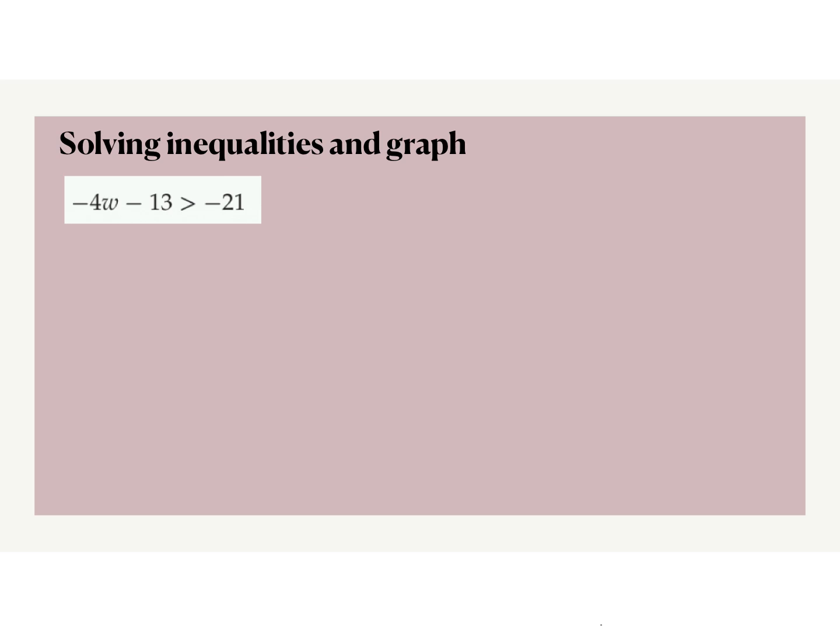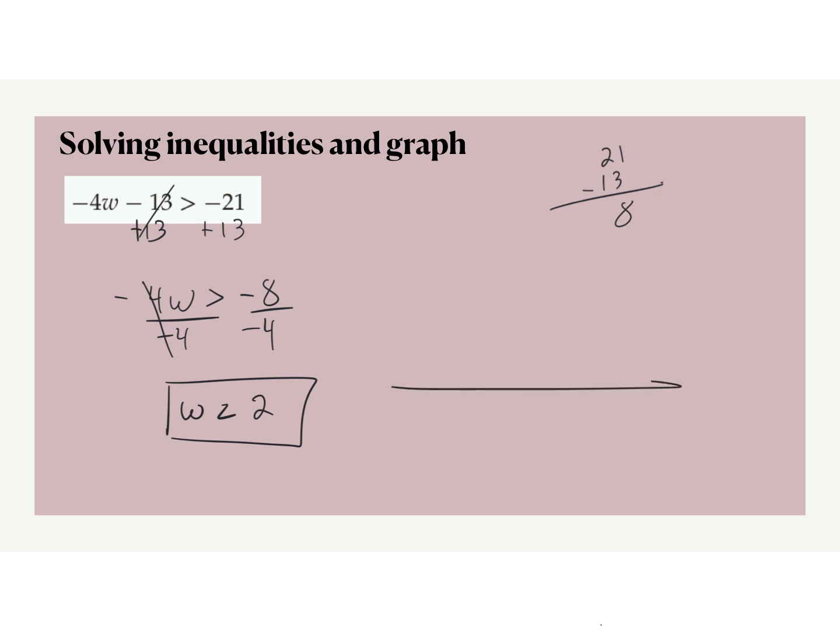All right, guys, so to start this one, I'm going to add the 13. Now, because the 21 and the 13 are different signs, I'm going to end up subtracting, which gives me 8. So we get negative 4w is greater than negative 8. We're going to divide by negative 4 on both sides. It's going to flip the sign, so it's going to become w is less than 2. And then when we draw the inequality, 1, 2, 3, it's an open circle, and it's to the left.